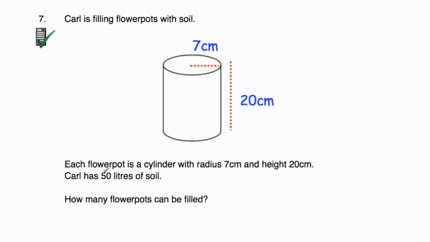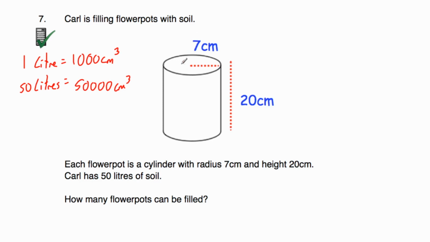And just before we begin, I'm going to change this 50 litres into centimetres cubed, because we're dealing with centimetres here, so it'd be handy if we could change this 50 litres into centimetres cubed. So 1 litre is equal to 1,000 centimetres cubed. So if we had 50 litres, that would be 50 times 1,000, which would be 50,000. So 50,000 centimetres cubed. So he's got 50,000 centimetres cubed of soil.